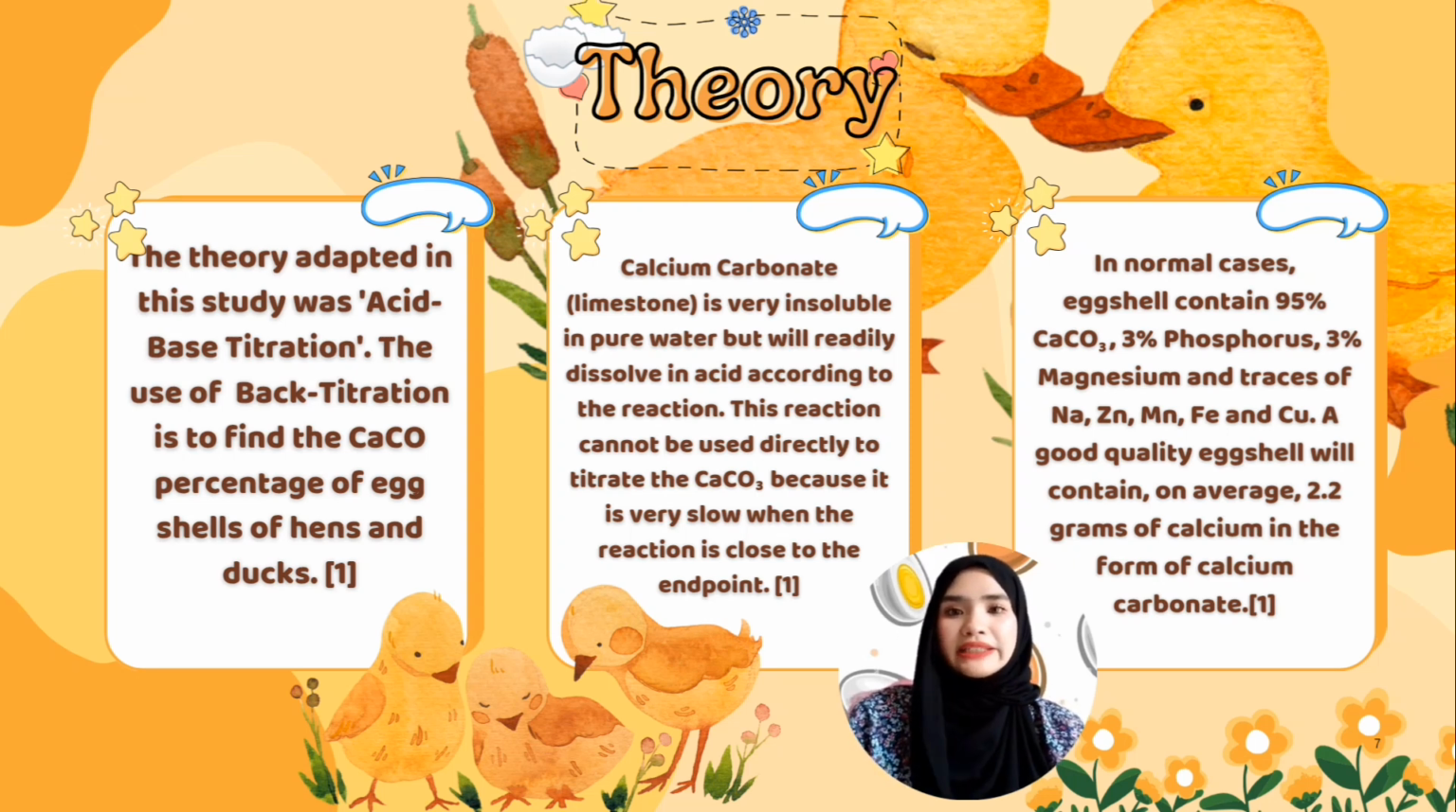Instead, the determination is achieved by adding an excess of acid to dissolve all of the calcium carbonate and then titrating the remaining hydronium ion with sodium hydroxide solution to determine the amount of acid which has not reacted with the calcium carbonate. The difference between the amount of hydrochloric acid initially added and the amount left over after the reaction is equal to the amount used by calcium carbonate. From this, the amount of calcium carbonate in this sample can be calculated.